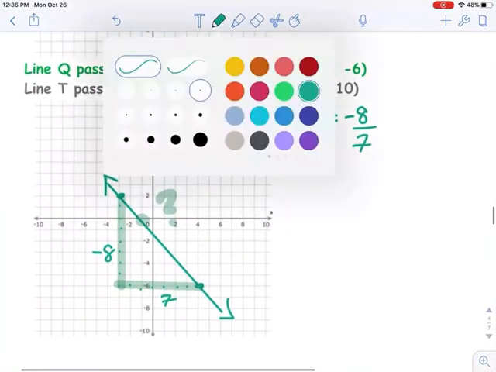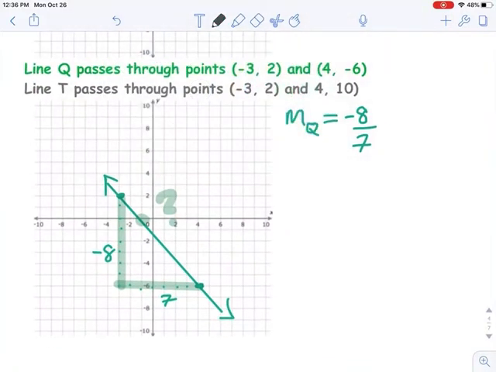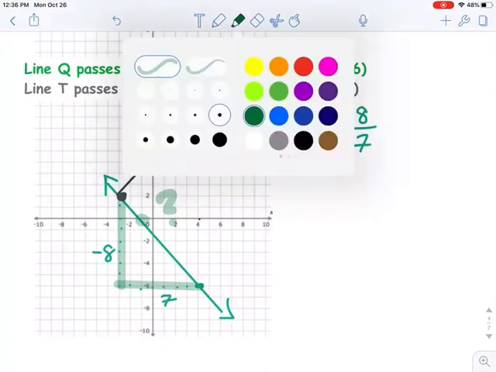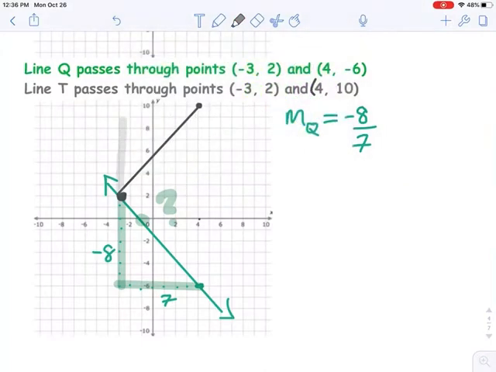All right, and let's do that for T. T also is at (-3, 2), but it's also at (4, 10). And oops, there should be a little parenthesis right there. Again, just eyeballing this, probably not perfect right there, I would say that does look parallel. I'm going to suspect it is. But again, let's count it and just be sure. You don't want to assume things in geometry.